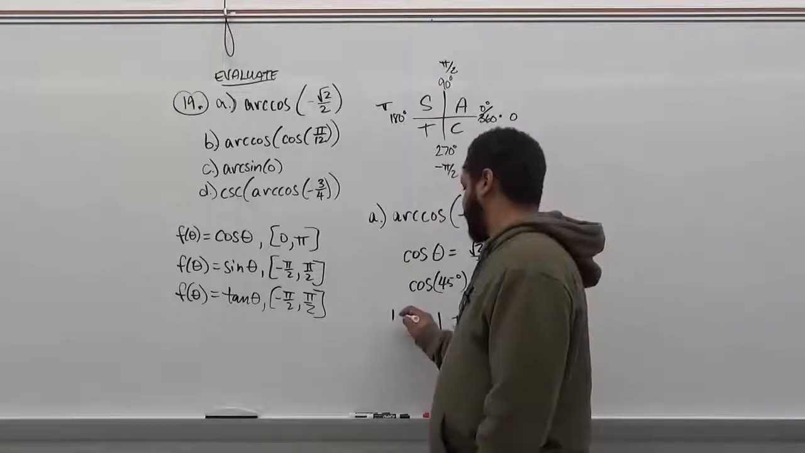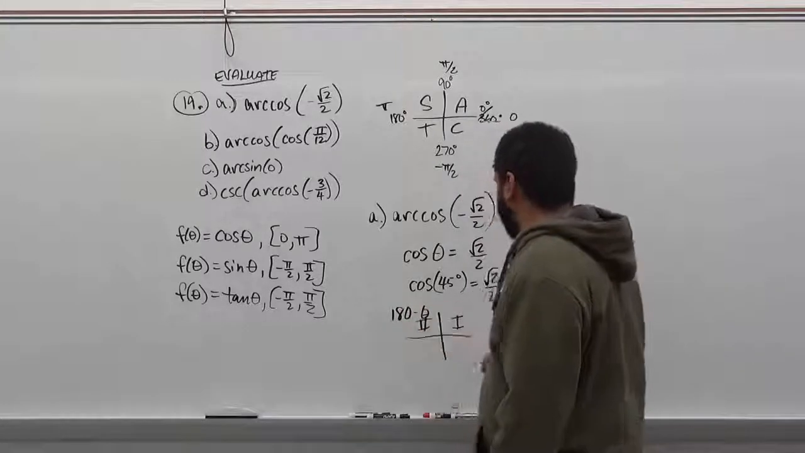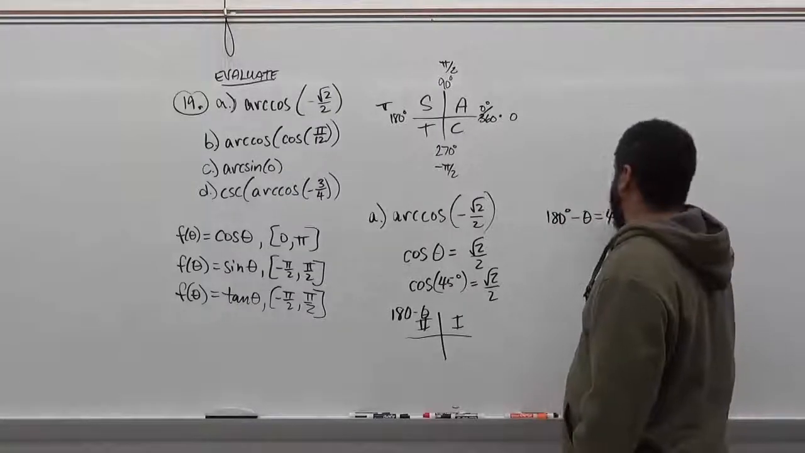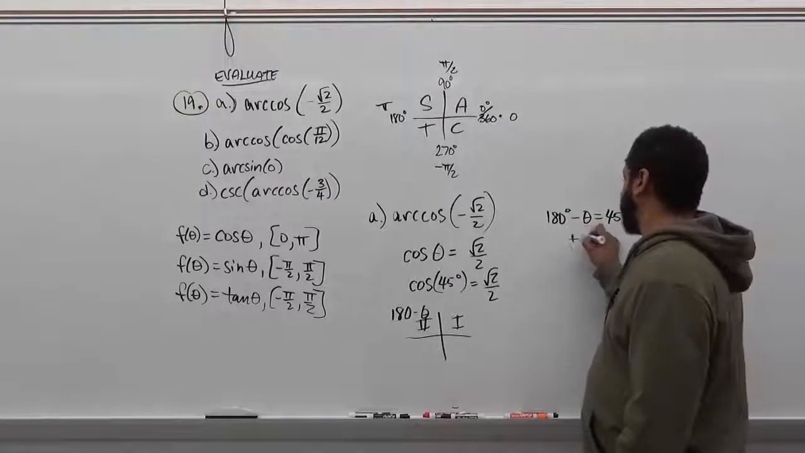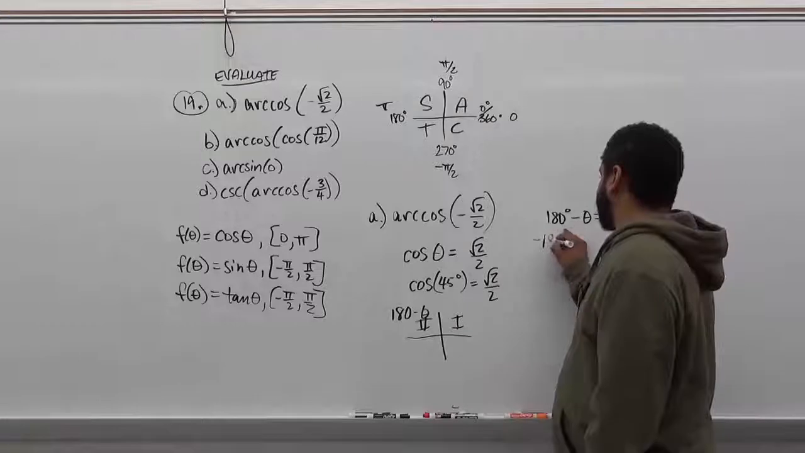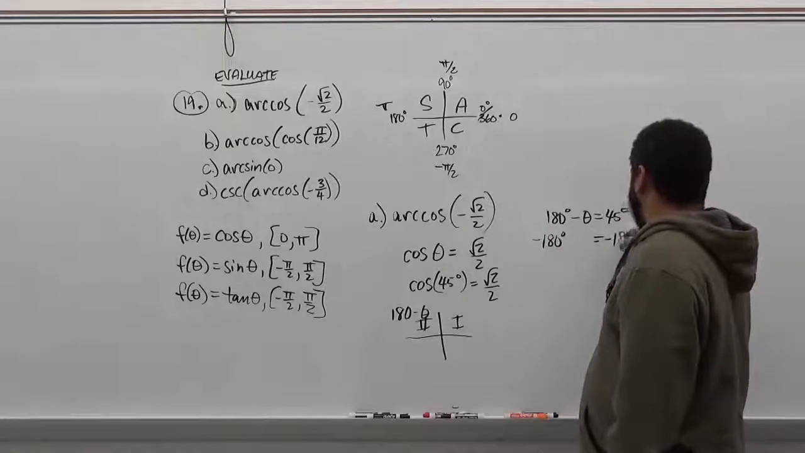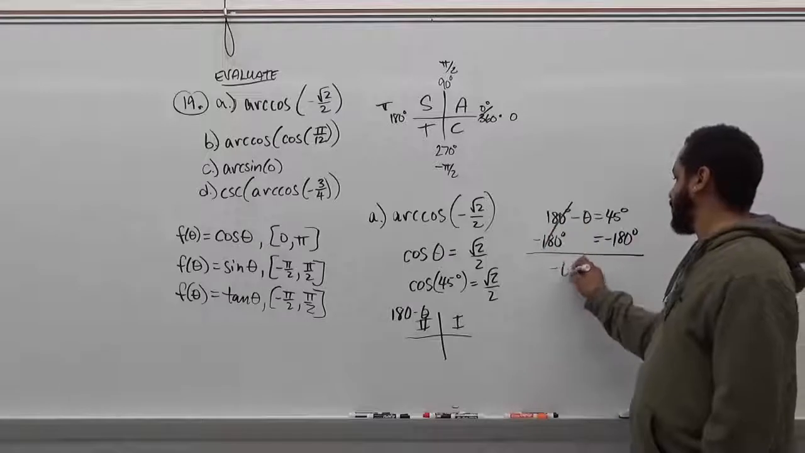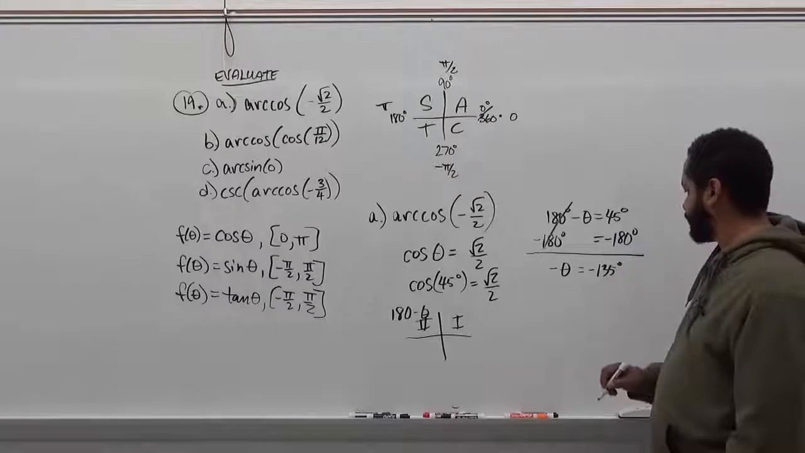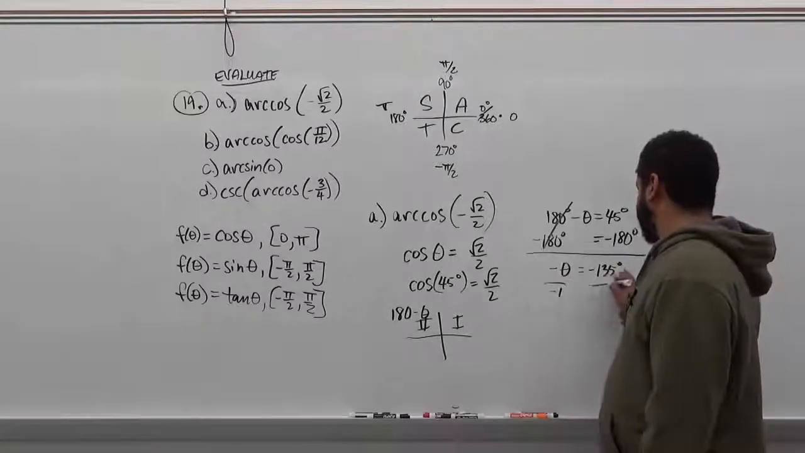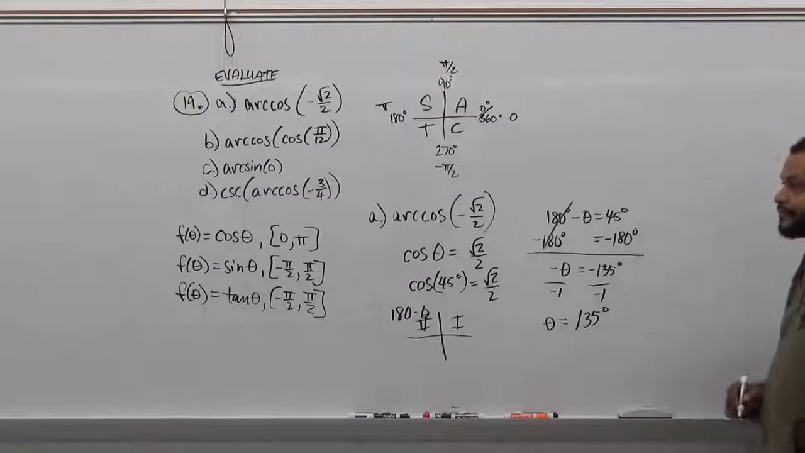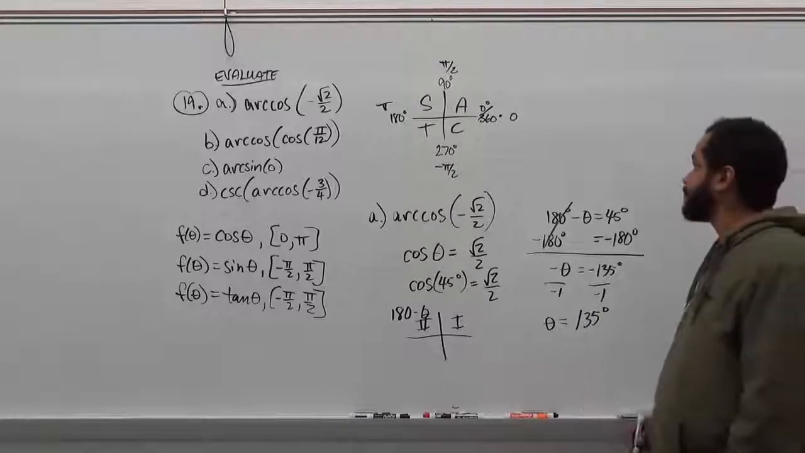And the reference angle formula in quadrant 2 is 180 minus theta. We know the solution to that, so we have 180 degrees minus theta equals 45 degrees. And we have to solve for theta. So let's move the 180 degrees over. These two will cancel. We have negative theta is equivalent to negative 135 degrees. And so we divide by negative 1, and theta becomes 135 degrees. That covers the first one.